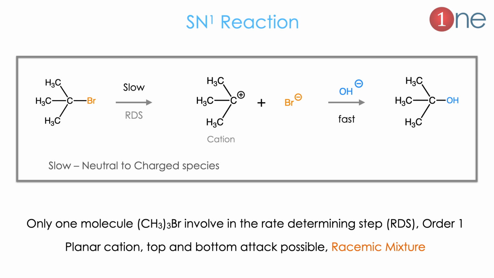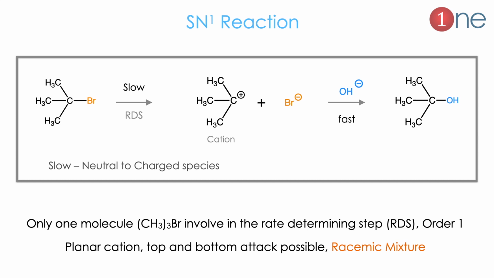The second step is fast. Why? Because the positive and negative ions are combining. So the second step is fast. So we can very clearly see the rate determining step is determined by only one molecule, which is alkyl bromide. So that's why it's called SN1 reaction.